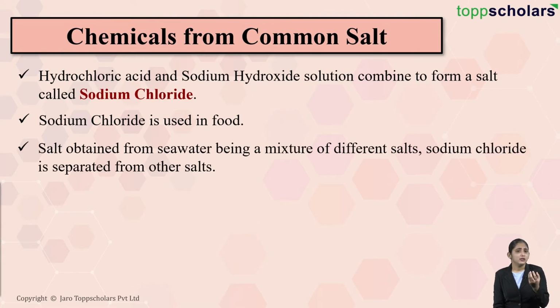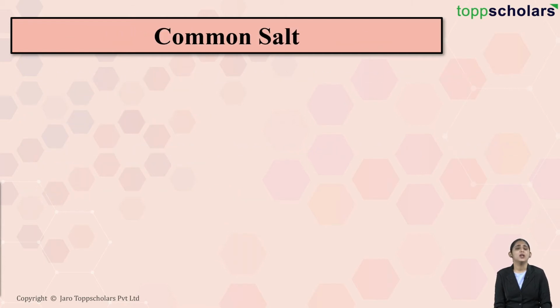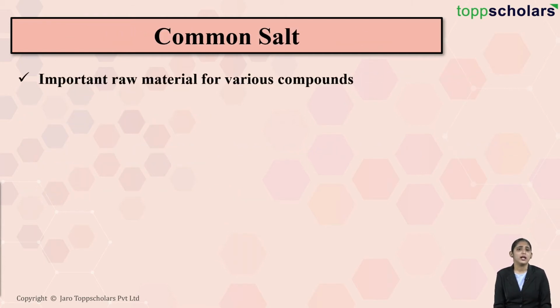But friends, the salt which is obtained from seawater, it is a mixture of different salts, right? And so, you need to actually separate sodium chloride from these other salts which are present in the mixture, right? And if we talk about deposits of solid salt, they are called rock salt, right? Okay. Now friends, this common salt can be used as a raw material for making different compounds.